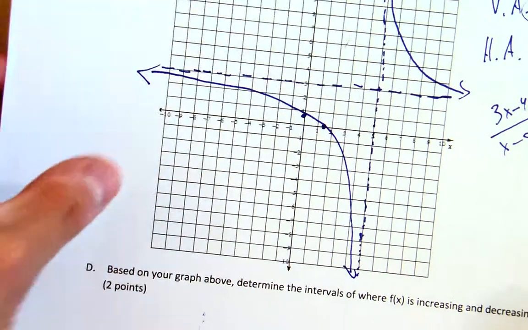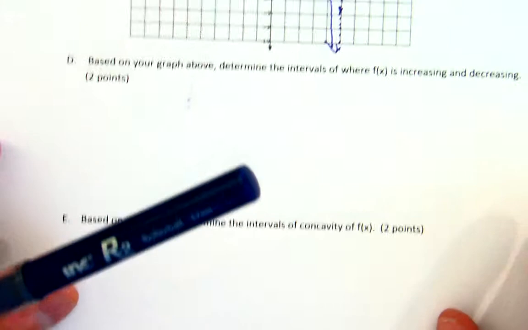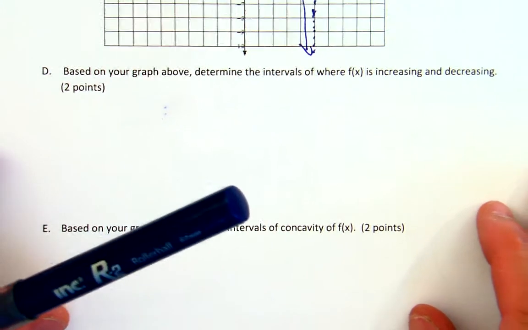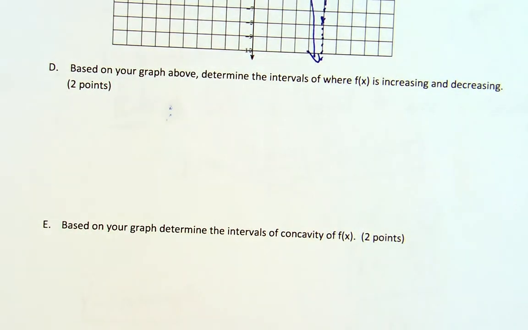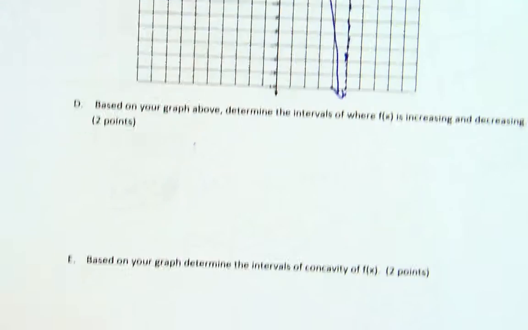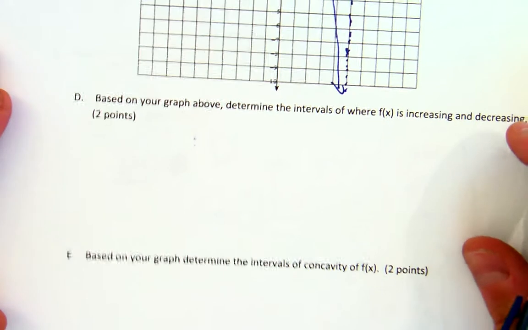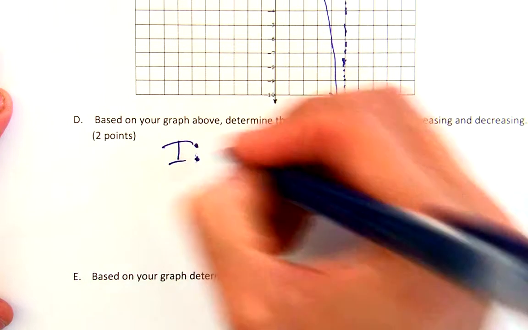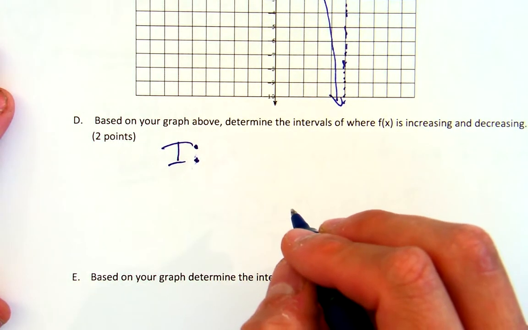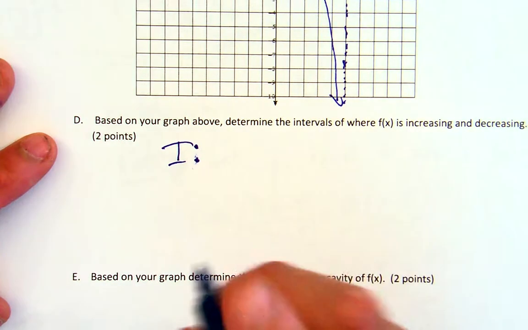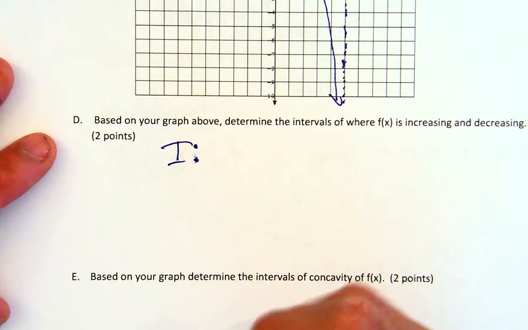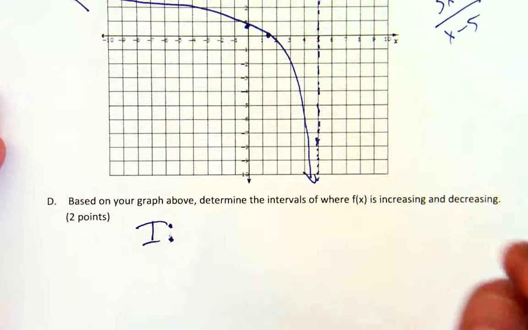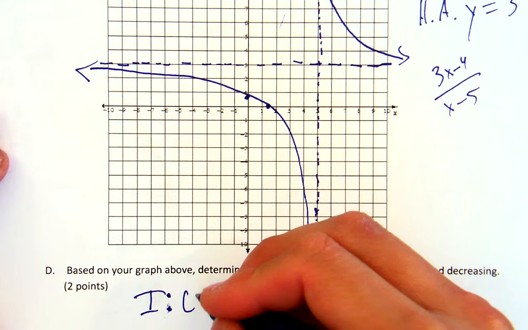Alright, part D. Let's read part D. Jonathan, could you read part D for us once you're done making your curve? Based on the graph above, determine the intervals of where f of x is increasing and decreasing. Alright, does anyone know this? Anyone want to take a stab? Let's do increasing first. Who knows? Mario knows. Mario, where is it increasing? He says it's 5 to infinity.